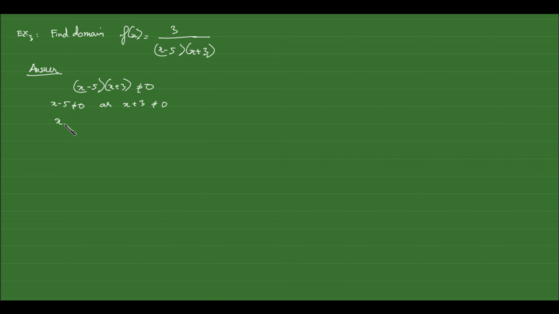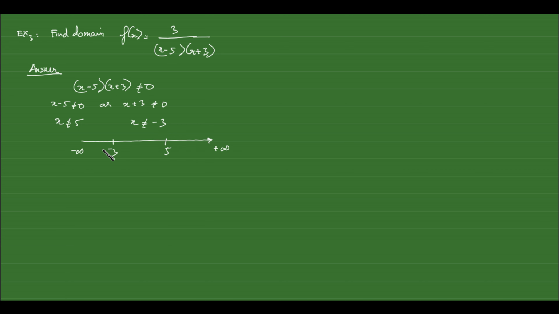So here you have x different from 5, x different from negative 3. On the number line, you just remove 5 and negative 3. Remove 5 and negative 3. I'm going to go ahead and draw the number line so that it helps you see better. So I have a number line like this. It's negative 3 here and 5 here.